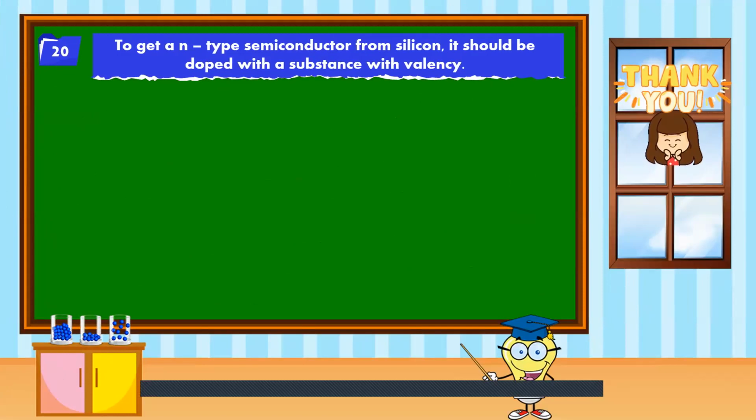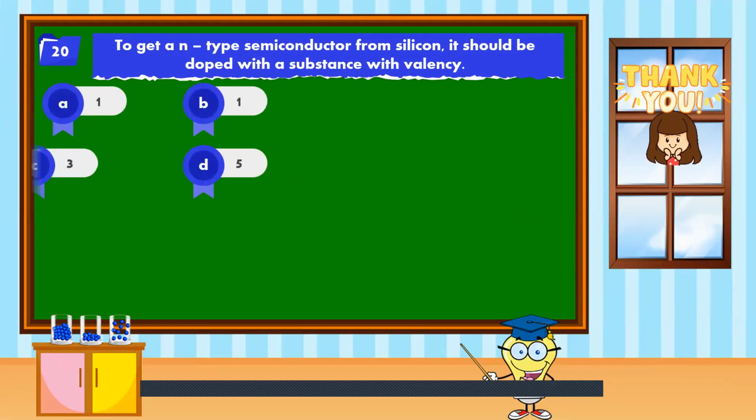To get an n-type semiconductor from silicon, it should be doped with a substance with a higher valency. See how I'm doing it. Silicon forms 4 bonds. Are you following?